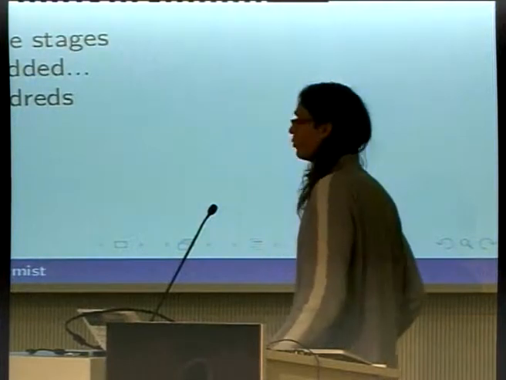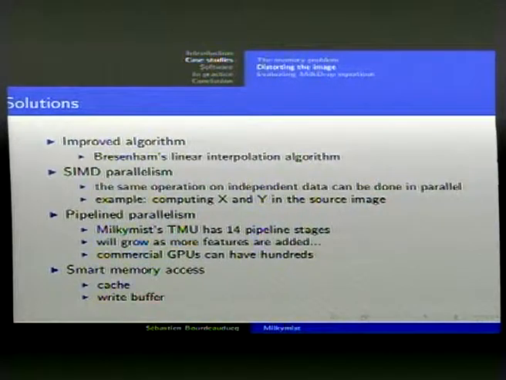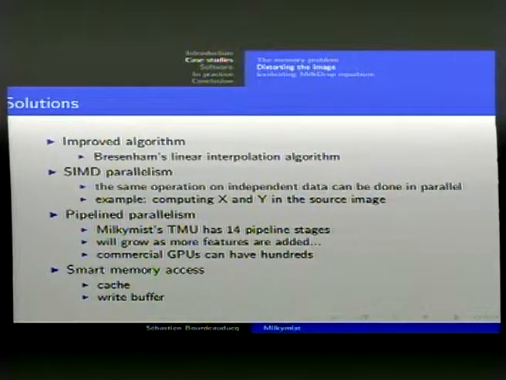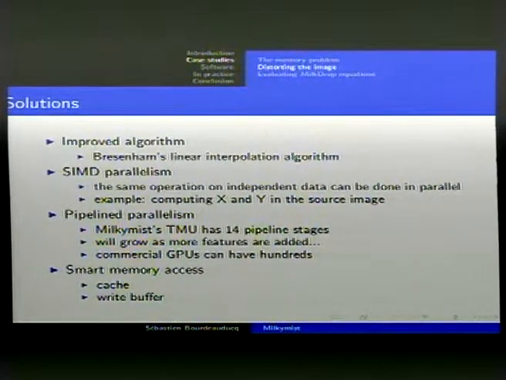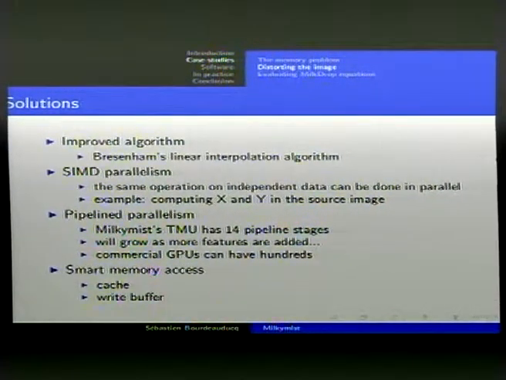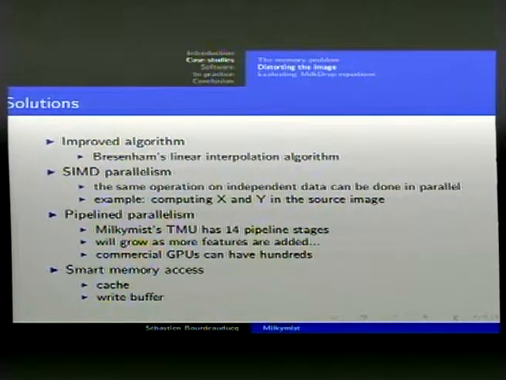First, you can improve the algorithm. The math that I gave was done in a stupid way with a lot of multiplies and divides, which is very slow. You can do the implementation with the Bresenham linear interpolation algorithm, which is much faster. You can also do SIMD parallelism, which means that the same operation on independent data can be done in parallel. For example, computing X and Y in the source image are completely independent operations. So you can have 2 similar units and feed them the data, and they can process in parallel.